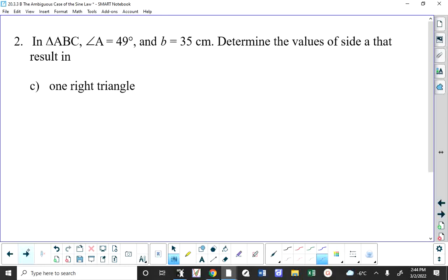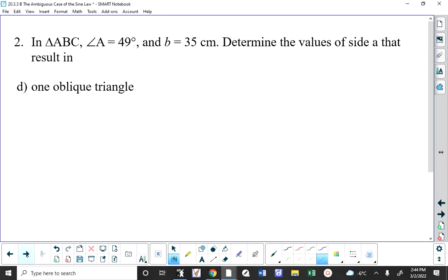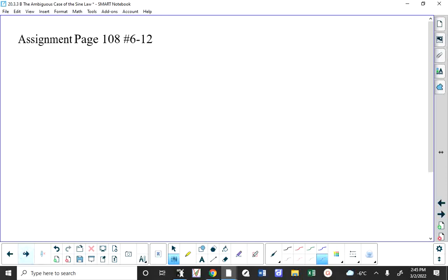If you have one right triangle, then A has to exactly be equal to that height. And if you have one triangle that's not a right triangle, then A has to be greater than or equal to 35. I saw that look I got from a couple people. I do need the equal sign there. All right, you guys still doing okay here? All right. You do have a third question though, don't you? Or is that it? That's it.